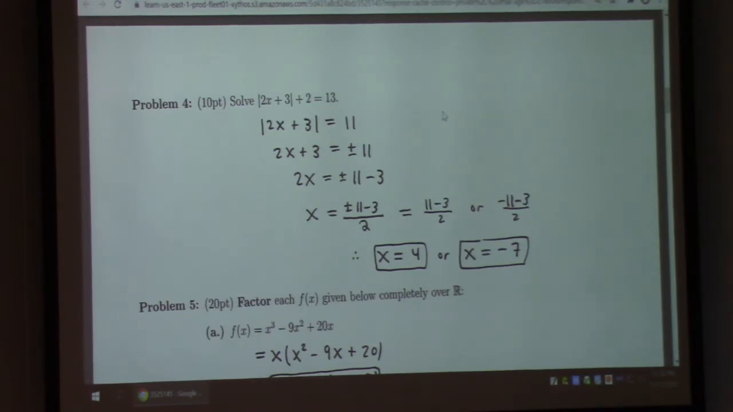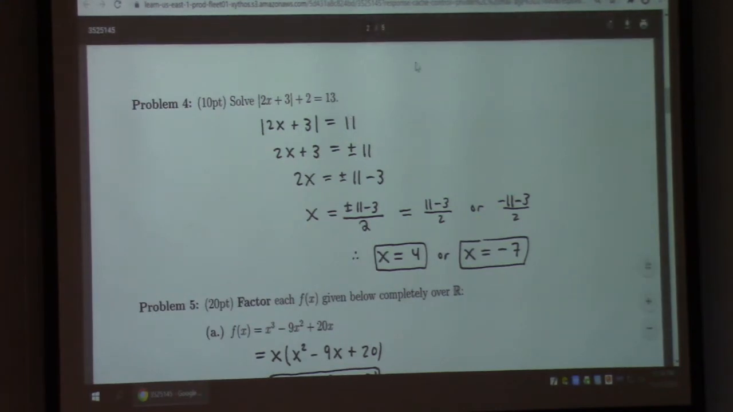People just ignored the fact that absolute value gives plus or minus, and miss the -7 solution, right? Typically speaking, we're looking for two solutions for this kind of problem. And notice also that you really should be careful. Some people also put 2x plus 3 plus 2 equals plus or minus 13. You can't do that either, right? We have to isolate the absolute value before we put plus minus, all right?